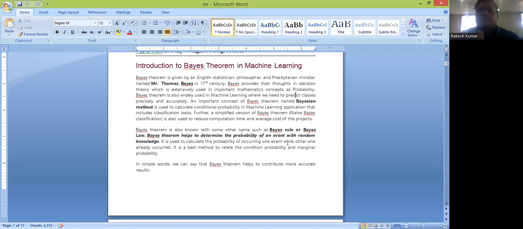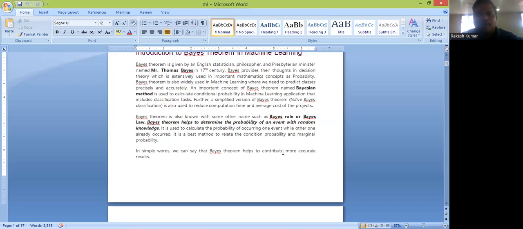So, Bayes theorem. I want to discuss the Bayes theorem. Before going to the Bayes theorem, what is Bayes theorem? Bayes theorem is given by the English scientist and philosopher Mr. Thomas Bayes in the 17th century. Bayes provided his thoughts on decision theory, which is extensively used in important mathematical concepts as probability based.